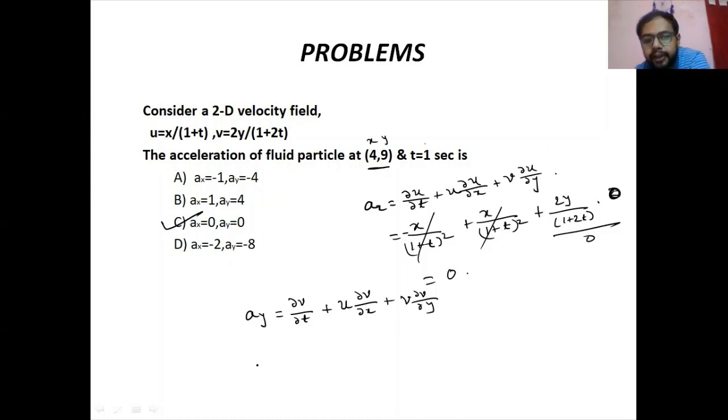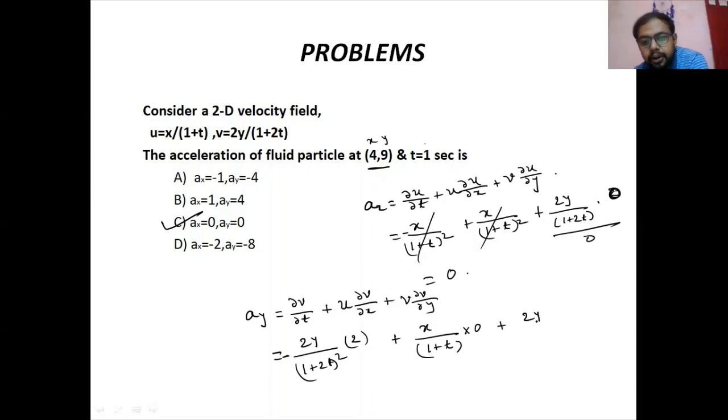What is the cross verification of this problem? You always have to do a cross verification. 2y into (1 plus 2t) whole square minus, into 1 more 2, and u is 1 plus t, dv/dx is equal to 0, so it is 0.